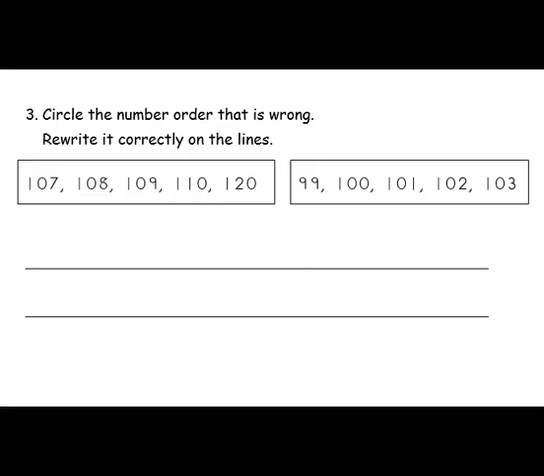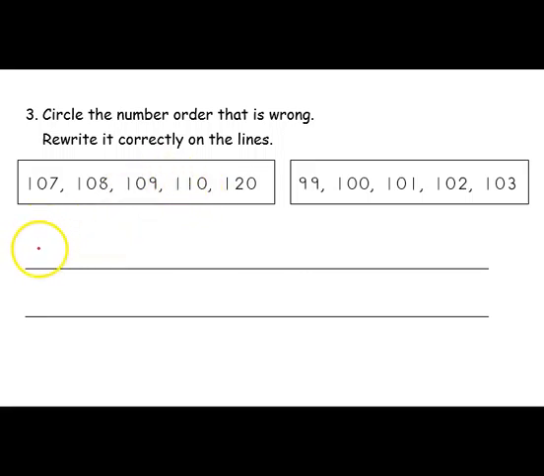So if I look at the first box, I have 107, 108, 109, 110, and then that jump is made to 120. That is a common error. They start counting by tens rather than by ones once they reach that 110 point.